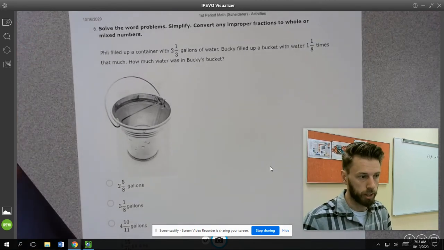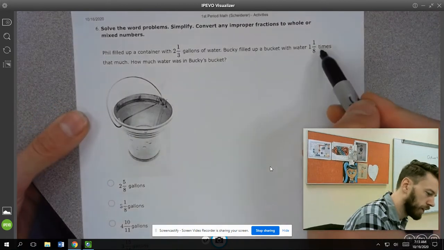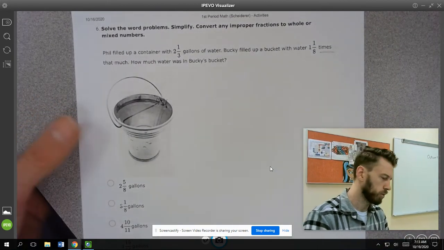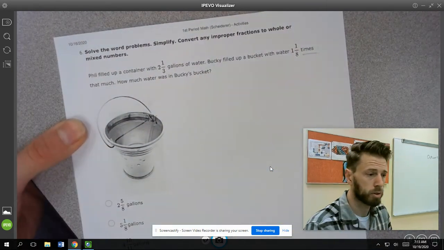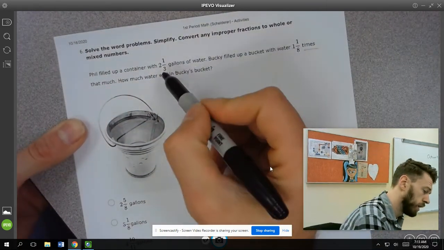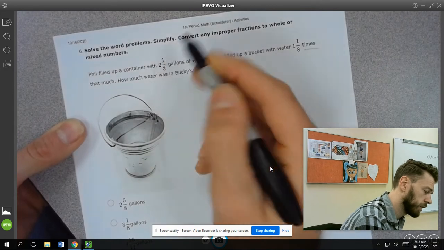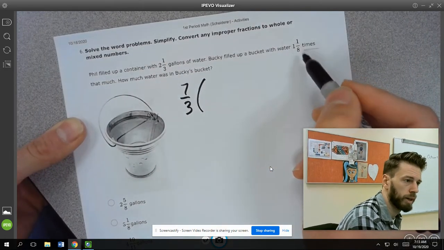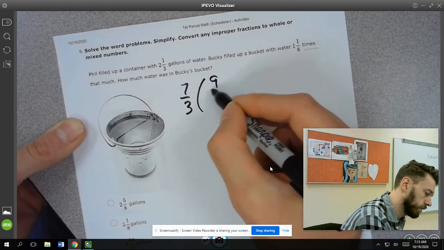And this is going to be a multiplication problem because of the keyword here, 1 1/8 times as much. So let's multiply these together. But first I'm going to turn them into improper fractions. I'm going to go ahead and do that now. 2 1/3 is 7/3, times 1 1/8, which would be 8 plus 1 is 9/8.